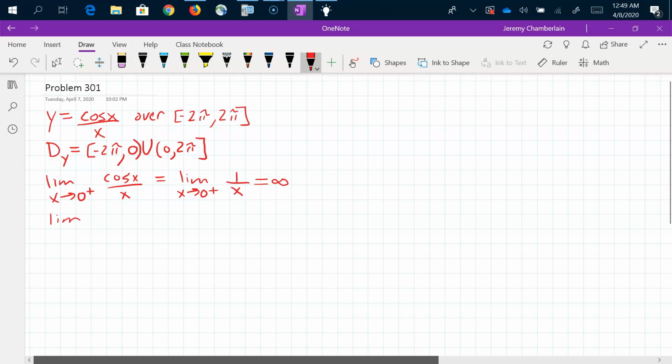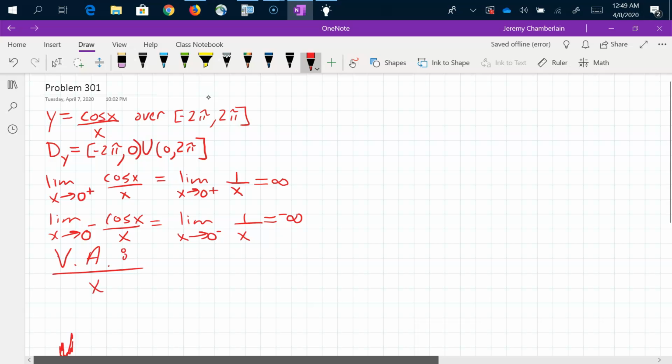Similarly, if we have the limit as x goes to 0 from the left of cosine x over x, since cosine of 0 is 1, so the limit as x approaches 0 from the left of 1 over x. Now, x is approaching 0 from the left, meaning it's small and still negative. So this will blow up to minus infinity. So we have a vertical asymptote at x equal 0.